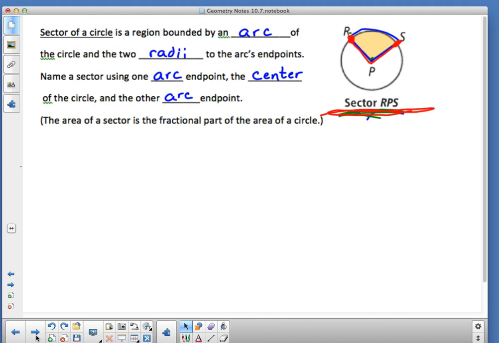I want you to be aware, think of all the things that are 3-letter names in geometry. Angles, 3-letter name. Triangles, 3-letter name. Planes, 3-letter name. And now sectors, another 3-letter name. That's why we have to put the word sector in front, so we know what that looks like.